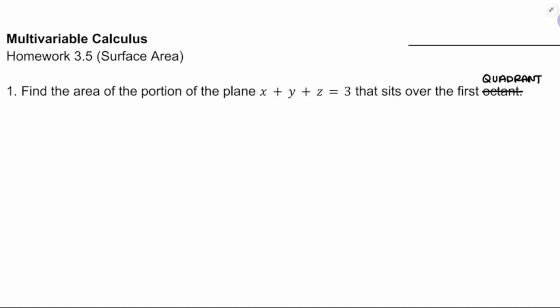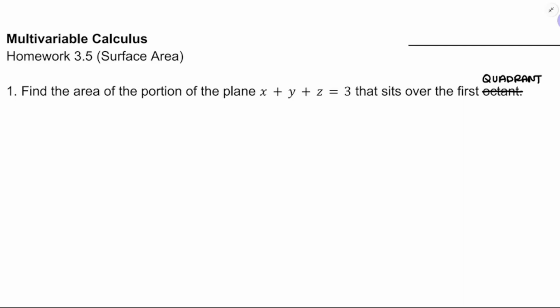In this video, we're working some surface area questions in multivariable calculus. So the first one is: find the area of the portion of the plane x plus y plus z equals 3 that sits over the first quadrant. I could have said first octant or first quadrant. I think over the first quadrant is more consistent with the language I'm going to be using later on.